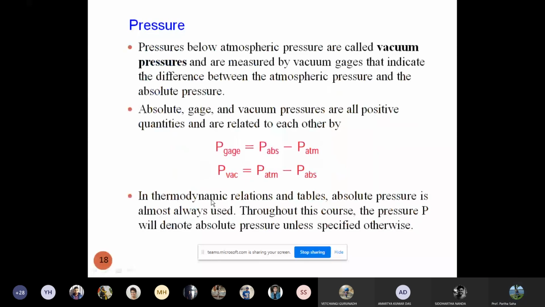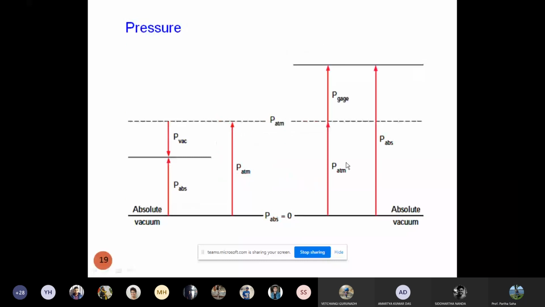So look at P vac, it is P atm minus P absolute, which will be a negative pressure. Similarly, if my atmospheric pressure is this, my absolute pressure is way higher than atmospheric pressure. So what will be my gauge pressure, the excess pressure? The gauge pressure will be P absolute minus P atmospheric.